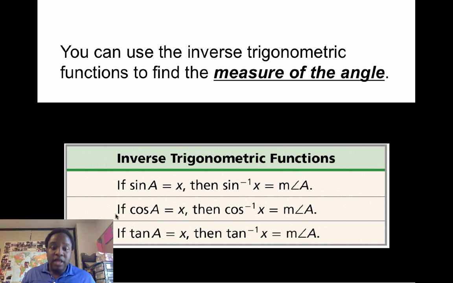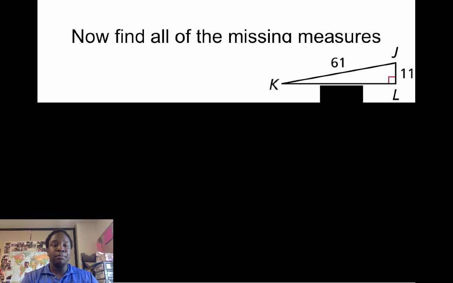If you know the adjacent and the hypotenuse, then you'll be able to use inverse cosine. And if you know the opposite and the adjacent, then you'll be able to use inverse tangent to find the angle measure. It still might be a little bit fuzzy at this point, but let's take a look at some examples to hopefully clarify this a little bit more.